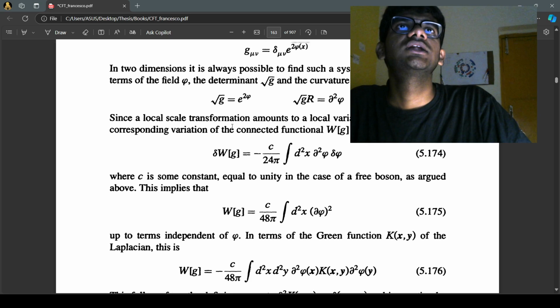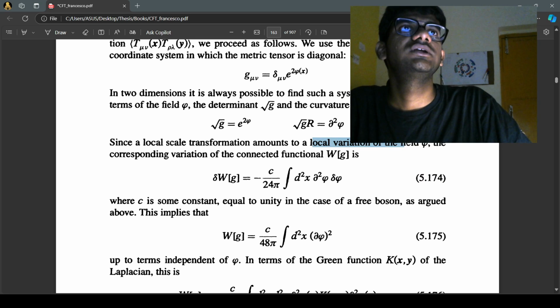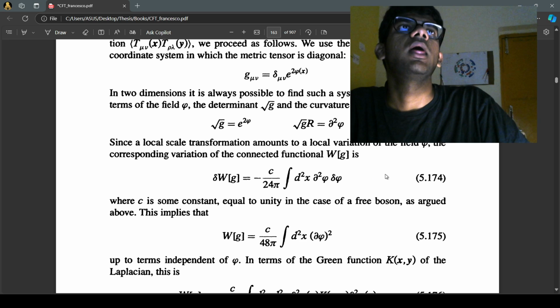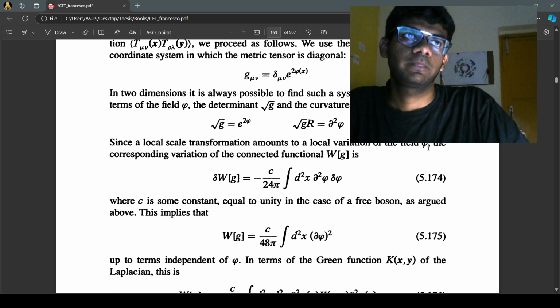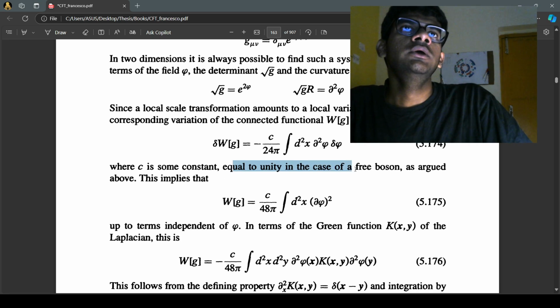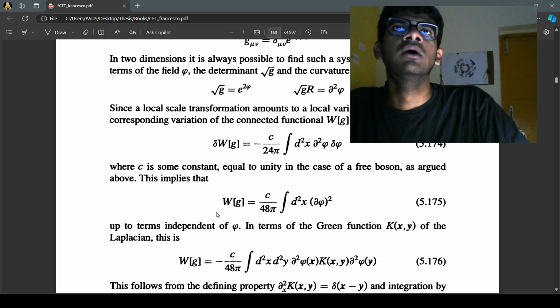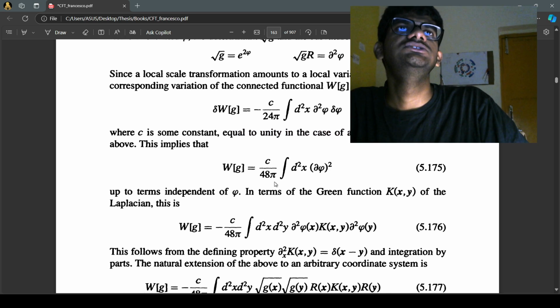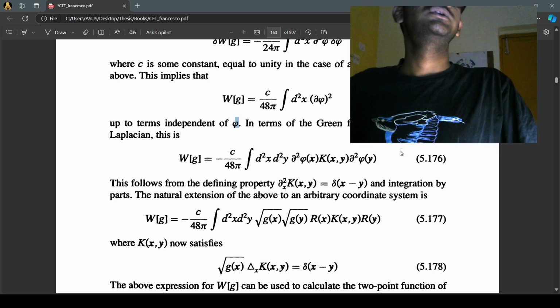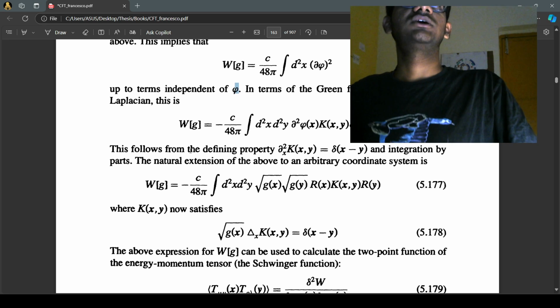Since a local scale transformation amounts to a local variation of the field phi, the corresponding variation of the connected function Wg is this. This implies that the Wg is this, with two terms in phi. The Green function is Gaussian.